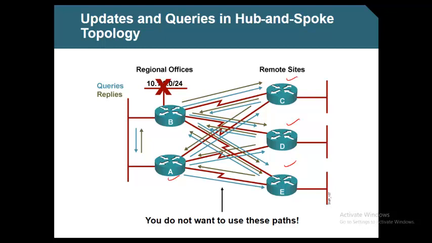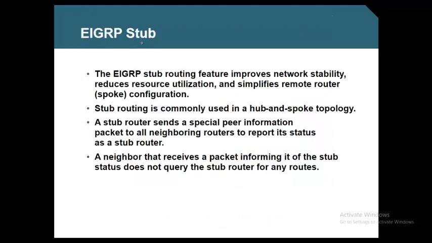When you configure stub, what will happen? Stub routers will send a special peer information packet to all the neighboring routers reporting their status as a stub router, meaning, hey, I'm a stub router, so you can ask only about these networks. Don't ask me all other things. I cannot respond to you. So beforehand it goes and tells what it can support.